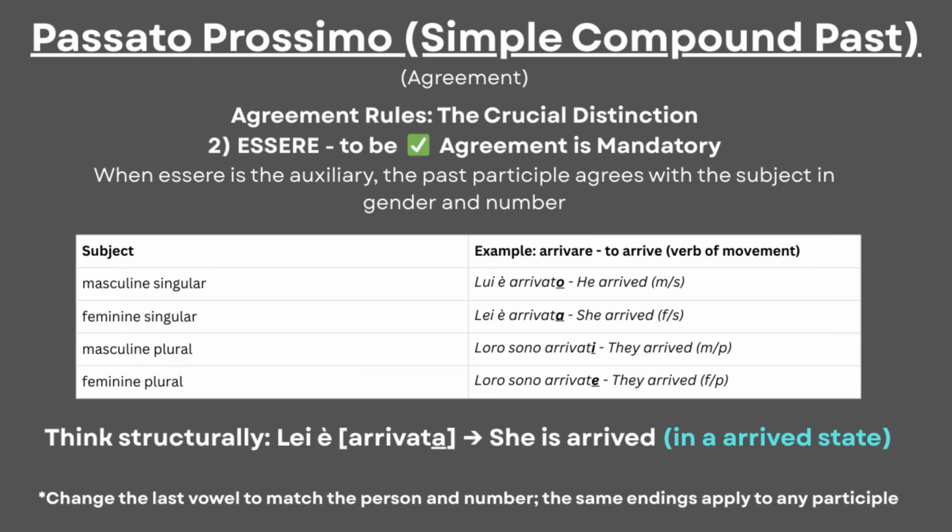By changing the vowel to match the person and number, we change the participle so that it agrees with the subject, and the same endings apply to any participle. We change the vowel to o, a, i, or e, depending on person and number.